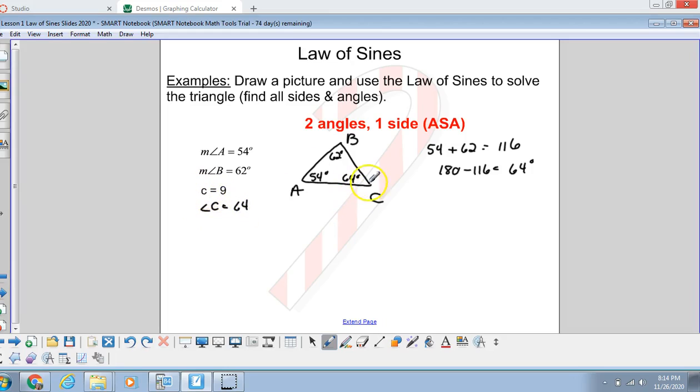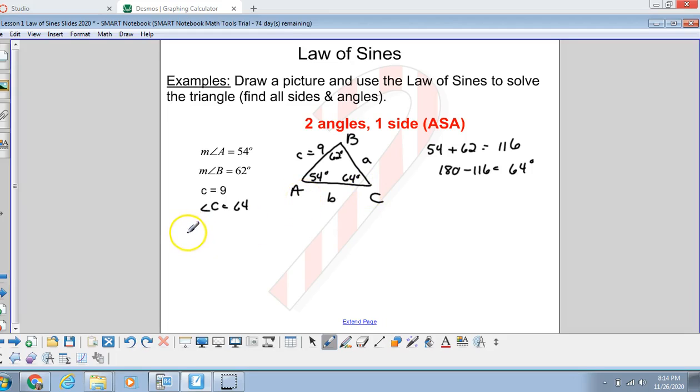We're given that side C, which is across from angle C, is 9. Across from angle B, this is side B. And across from angle A, this is side A. And make sure to use lowercase letters for the sides a, b, and c. All right, so this time we know about side C and angle C, so that's what we're going to use in both of our proportions. Does not matter which way you set it up.